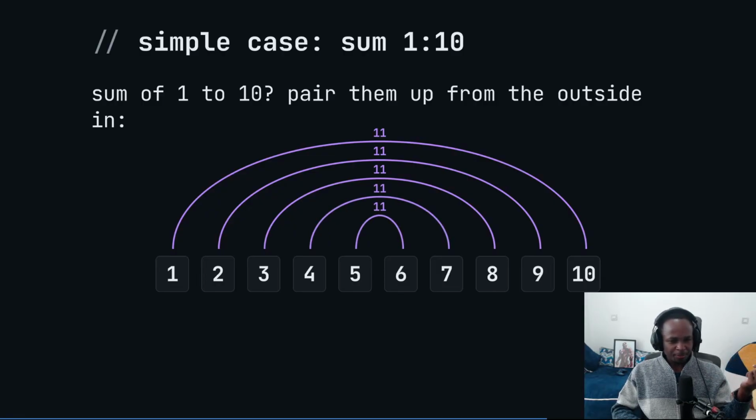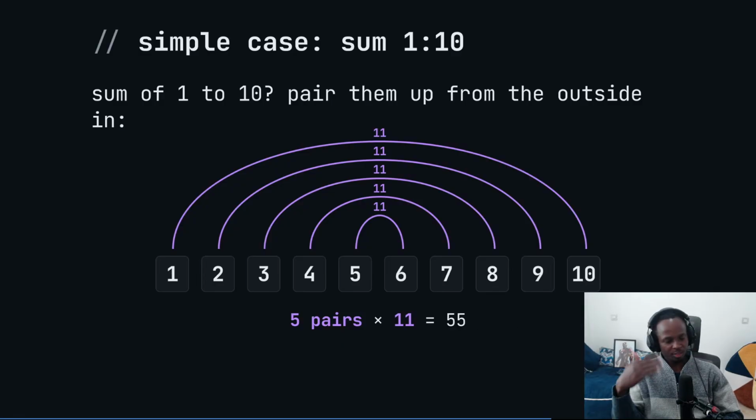So what do you notice here? When you add the corresponding outer terms, you're always going to get the same value. And the thing we need to notice is the 11s, we have 5 11s. So the question is, is there a relationship between our n, which was 10 in this case, and the number of pairs? Yes, because we got 5 pairs. So to get the 5, it has to be half of 10, right? So that's like doing n over 2.